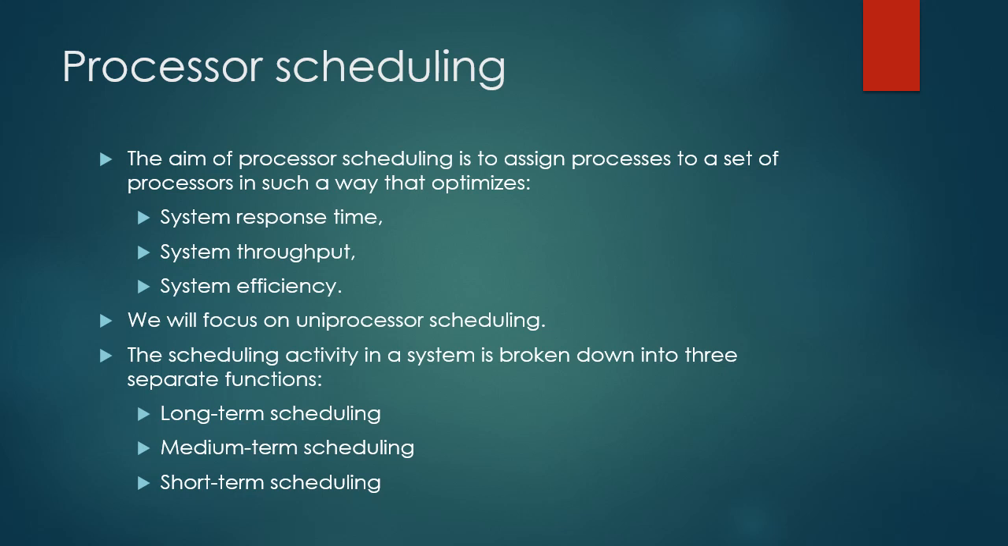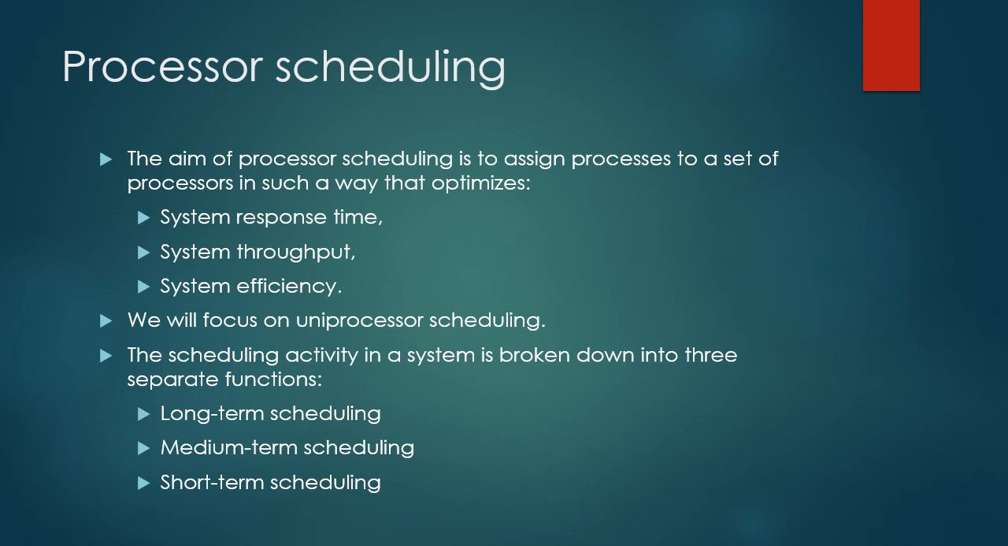We will focus on uniprocessor scheduling. When there are many processors in the system, the challenges of scheduling are magnified. We must make sure that two processors do not select the same process for execution. We must also ensure that no process keeps waiting to be selected in a multiprocessor system.